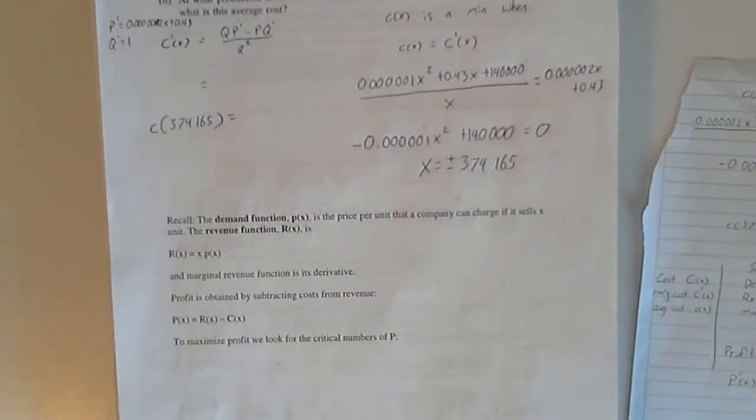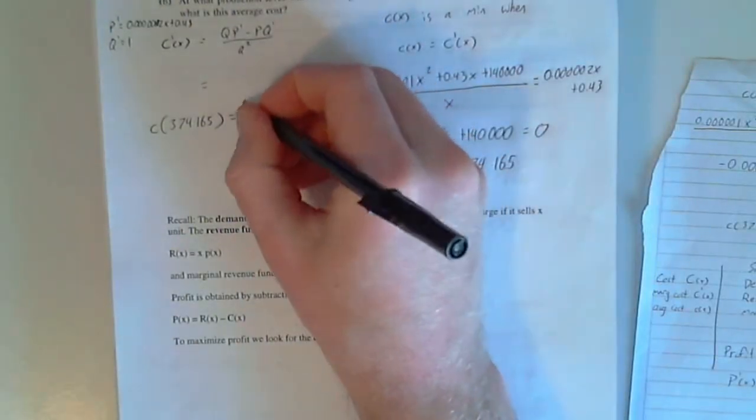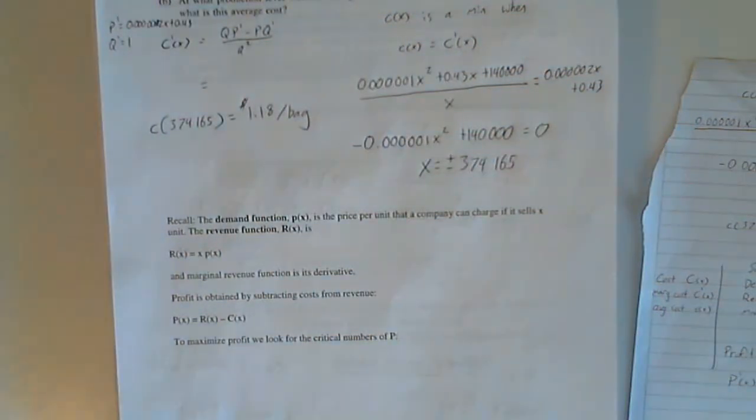And it's not too hard to throw into your calculator. Try it on your own and it should get to $1.18 per bag. So that's how we can use that. That's our first little special formula.